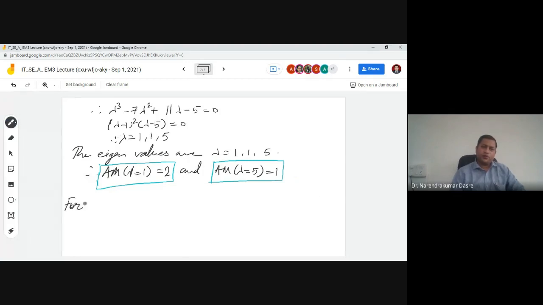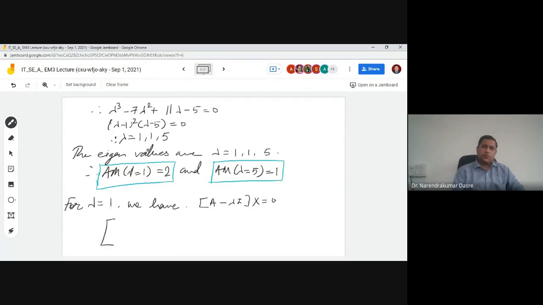Now we have to find the geometric multiplicities. So for lambda equal to 1, we have A minus lambda I times x equal to 0. So here we have to consider.